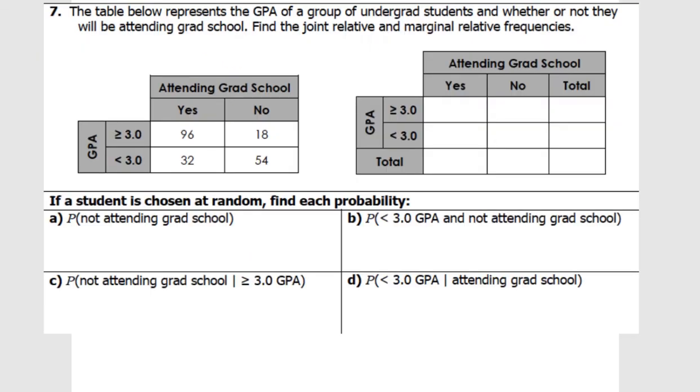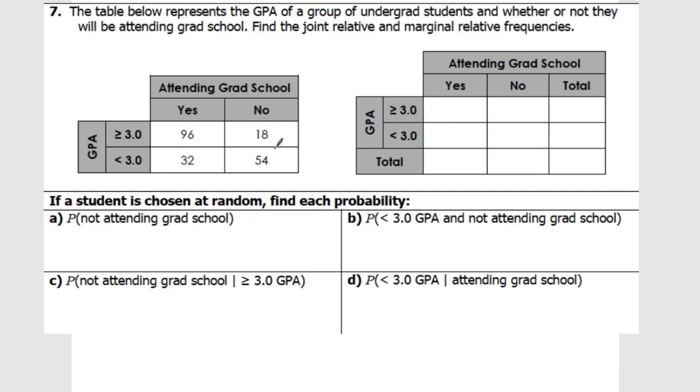All right, last problem. And again, the joint relative and marginal relative frequencies, I'm not terribly concerned with these. So I just want you to be able to come up with the probabilities from this table. Okay, so the probability of not attending grad school, just overall, based on this. So remember, this means greater than 3.0 GPA. That means less than. So what's the general probability of not attending grad school?